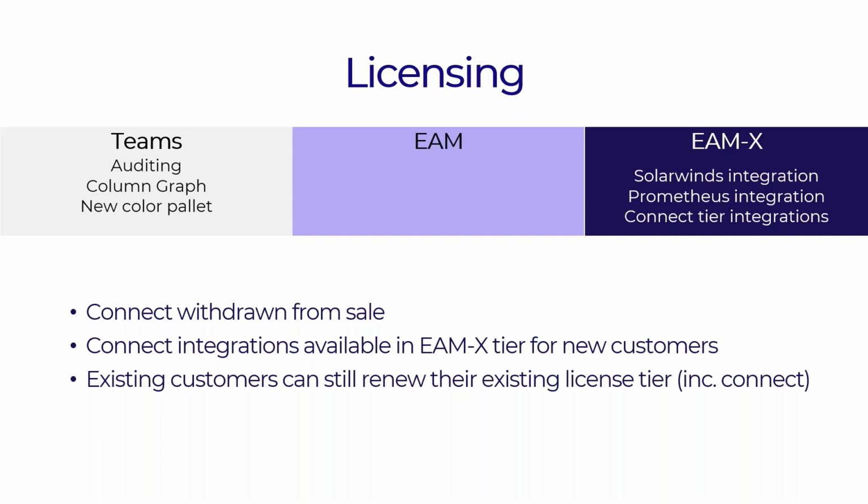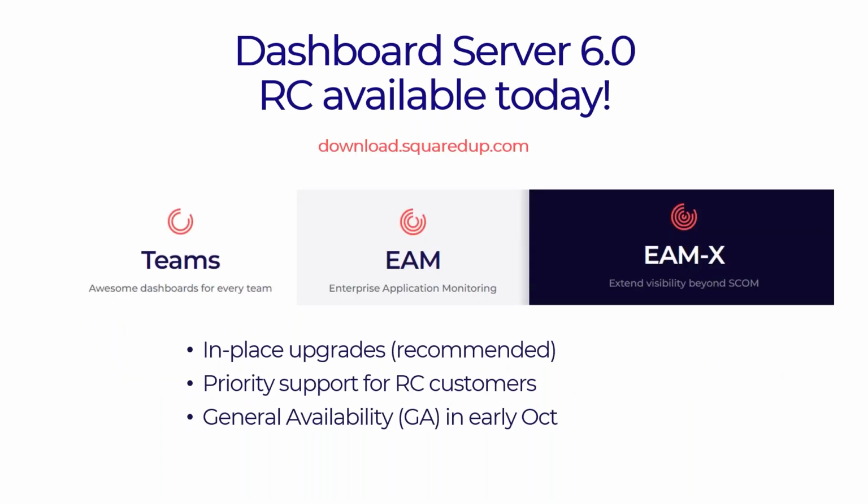Again, we're not forcing anybody to change the tiers that they're using today. If you want to continue to do that and renew on your existing Connect tier or your existing EAM tier, all that's available to you. But we are trying to streamline into a single sort of extensibility, single pane of glass tier. That's our new EAMX. So with that, I'm actually going to hand back to you, Bruce, to talk about the upgrade path.